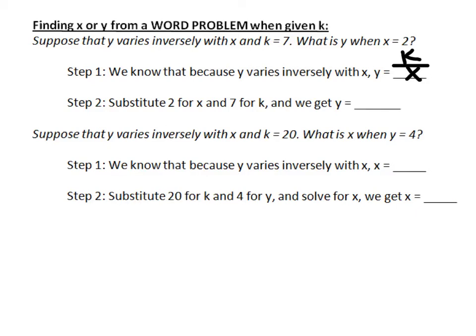So we end up with y equals, k is on top, and that's the number 7, divided by x, which is 2. Can you reduce 7 divided by 2? Nope, you can't. So that is the answer. Y is equal to 7 divided by 2. Next one.